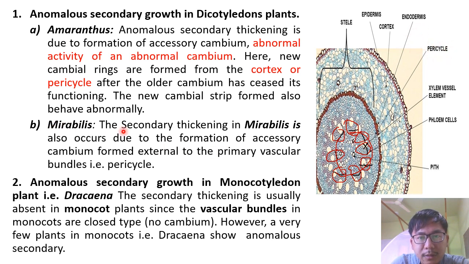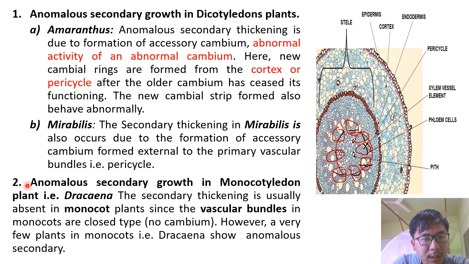In the case of Mirabilis also, the place where cambiums are produced will be the pericycle again, and the activities of cambium will be a little bit different between Amaranthus and Mirabilis. During the exam, if you know the secondary growth for Amaranthus, you can write the same points for Mirabilis, as there is only a slight difference and that is negligible. So if you know the description of Amaranthus anomalous secondary growth, you can use it for Mirabilis also during the exam.